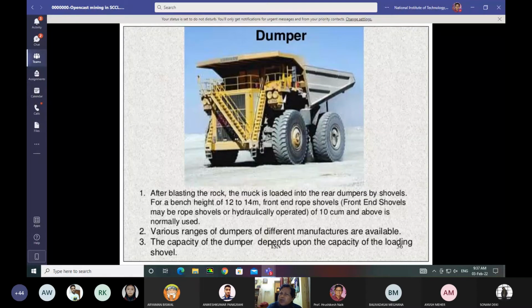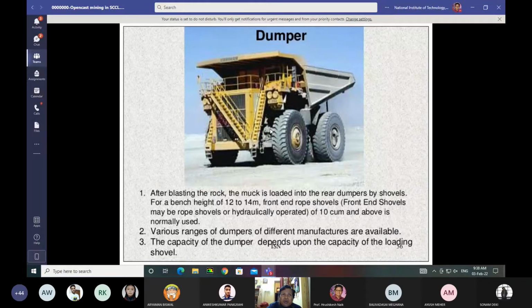If the shovel size is small and dumper size is big, means they are not matching each other. So you have to find out the match factor for a particular size of dumper. What should be the size of the shovel? They should match each other, otherwise either the shovel will remain idle or the dumper will remain idle. Idle time will be more, waiting time will be more. So this is the diagram of a dumper, a very big dumper.